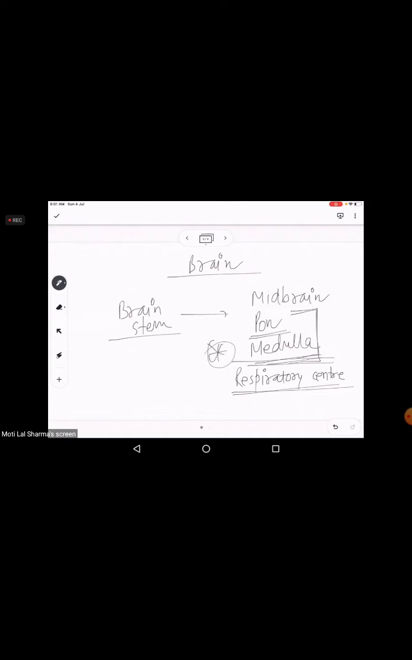Not only that, the medulla is also said to have the cardiovascular center. Cardiovascular means heartbeat, heart rate. Sometimes your heart rate is fast, sometimes slow. What controls that? The cardiovascular center, and it is in your medulla. Look, the medulla is that important. It has the respiratory center and the cardiovascular center. Whether your blood pressure is high or low, your blood flow in your vessels is fast or slow, your heartbeat fast or slow, all these are controlled by the medulla.